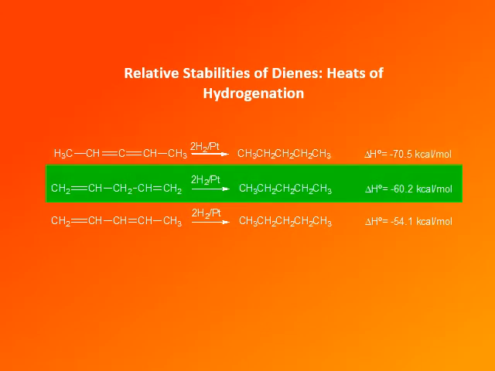Compared to an allene, an isolated diene, 1,4-pentadiene, releases considerably less energy, 60.2 kilocalories per mole. This is the expected amount. This is approximately the amount of energy that is released by each double bond. So 2 double bonds behave as if the other double bond is not present. Each double bond releases the expected amount of energy, about 30 kilocalories per mole.